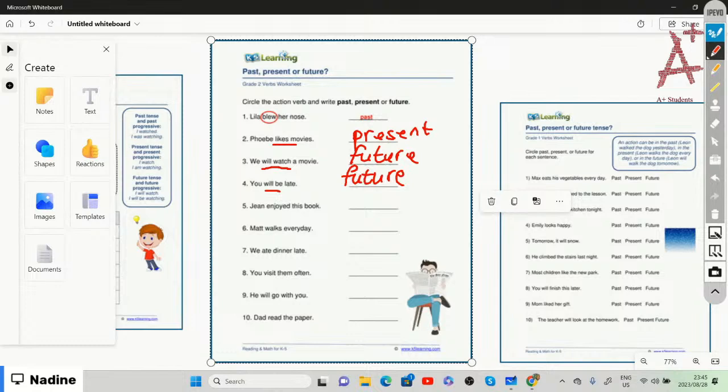Jean enjoyed this book. Enjoyed. The word enjoyed shows the past, because it is the past of enjoy. Enjoy meaning now. So that is but a few examples where we had to circle the verb and write whether it is past, present, or future, right?